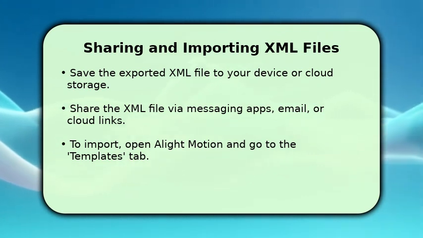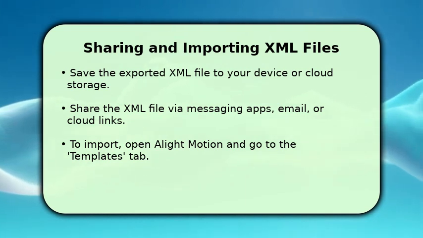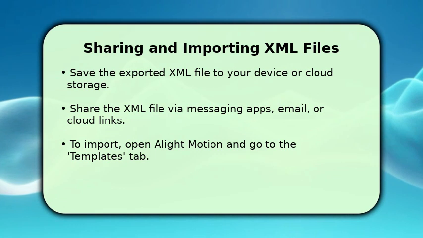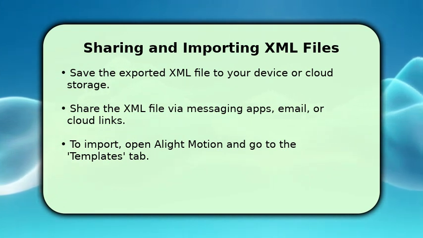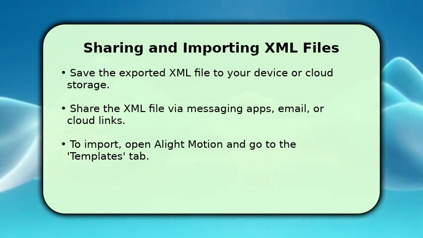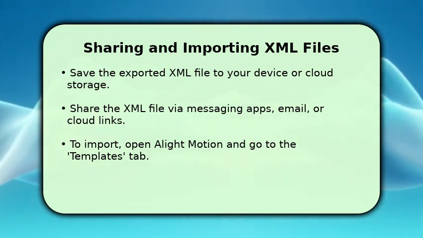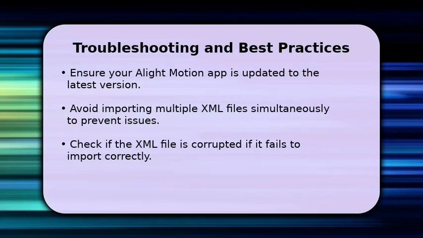To import an XML file, first download it to your device. Then, open Alight Motion and go to the Templates tab. Tap the Upload button, select the XML file from your device storage, and the app will load the project with all its elements intact. If you encounter issues, first ensure your Alight Motion app is fully updated.